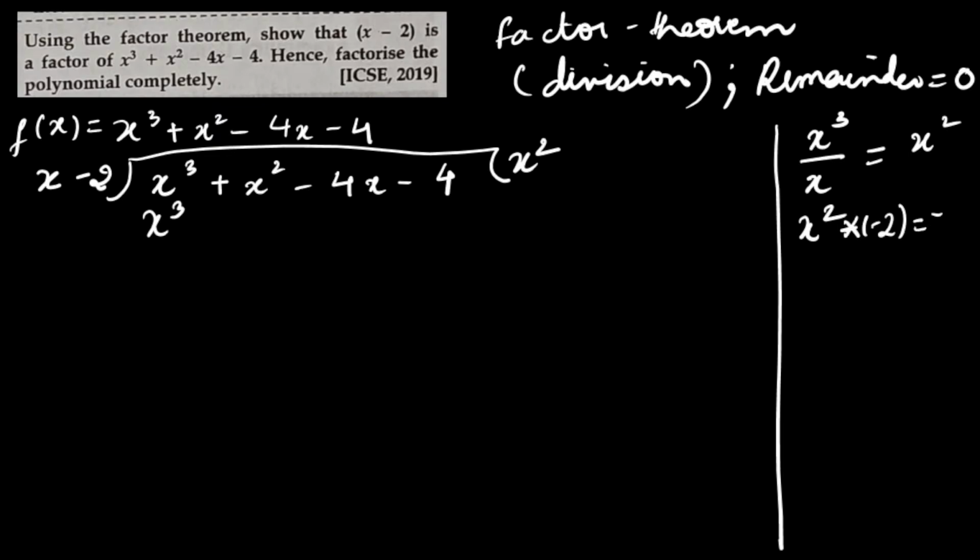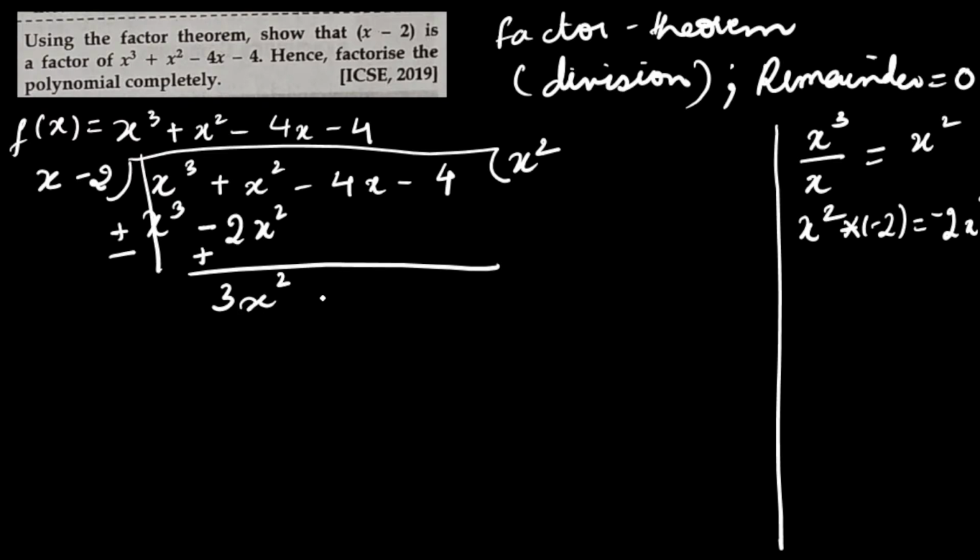So here we will get minus 2x square. So minus 2x square we will be writing under the like term. So x square, under x square we will write. Now we will change the signs. So this is positive, it will be changed to negative. This is negative, it will be changed to positive. So this will get cancelled. Now here x square and this is plus x square. So this will become 3x square. 3x square minus 4x minus 4. So all these terms I brought down.